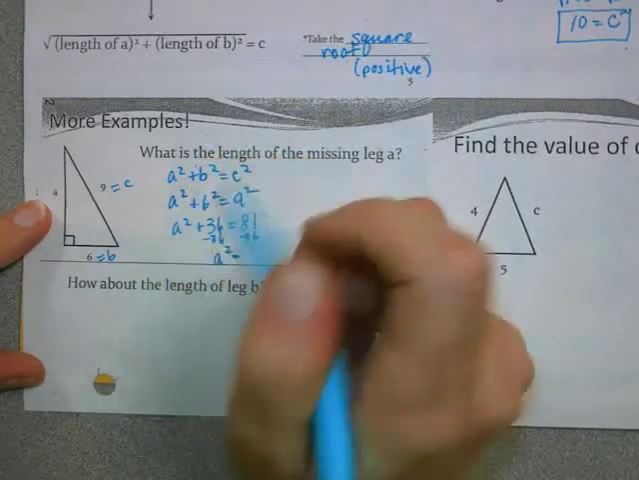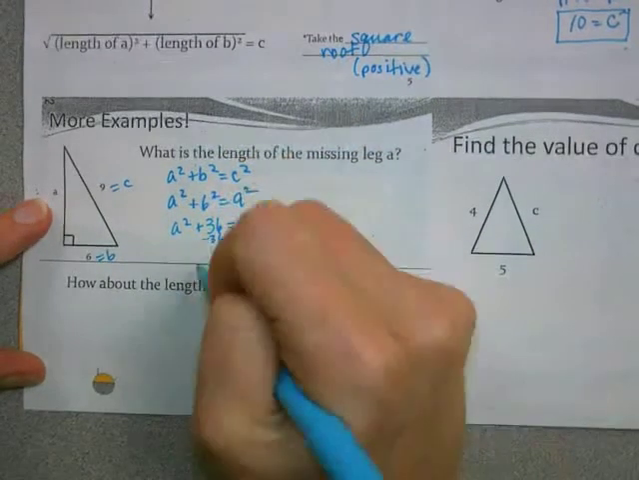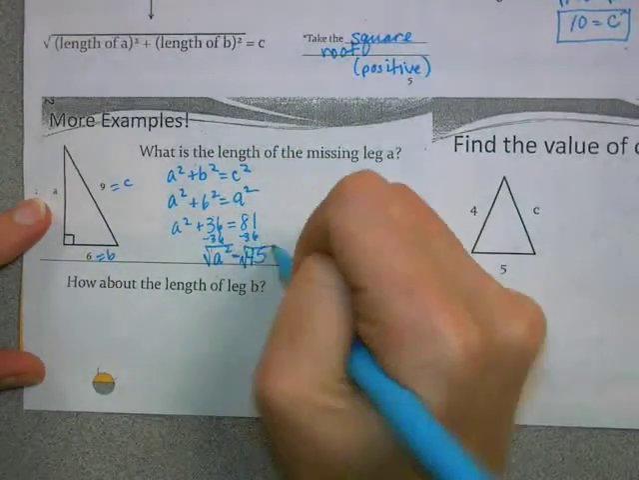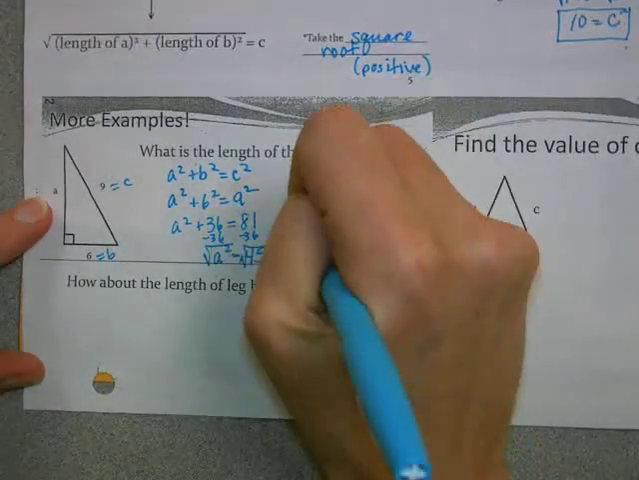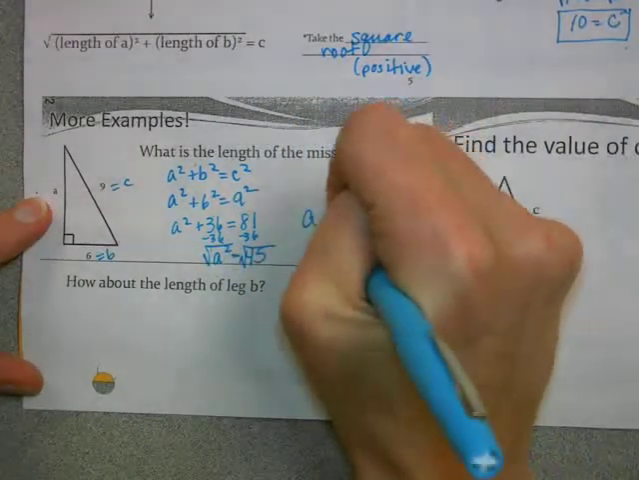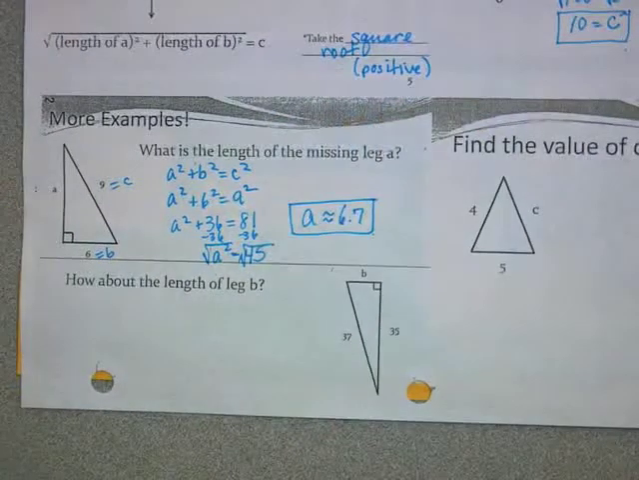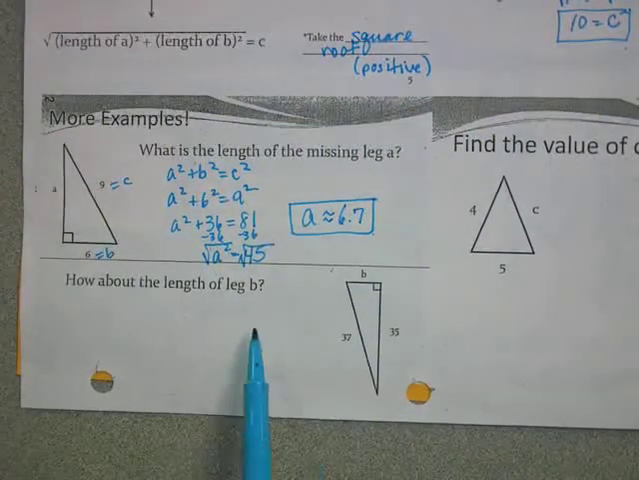And now we're at the same idea as over there. You take the square root of both sides. 45 is not a perfect square, so I know I'm going to need to write approximately, and it's approximately 6.7. Make sure you use your rounding rules correctly for your answer. All right, so find the length of leg B in this one. Pause, and then come back and see how you did.